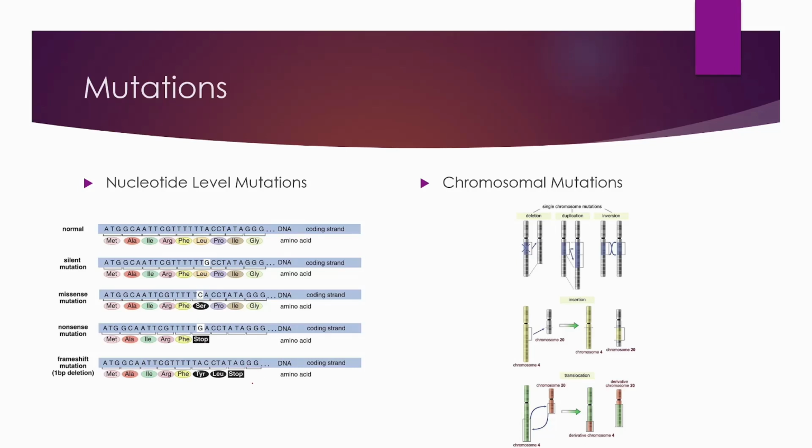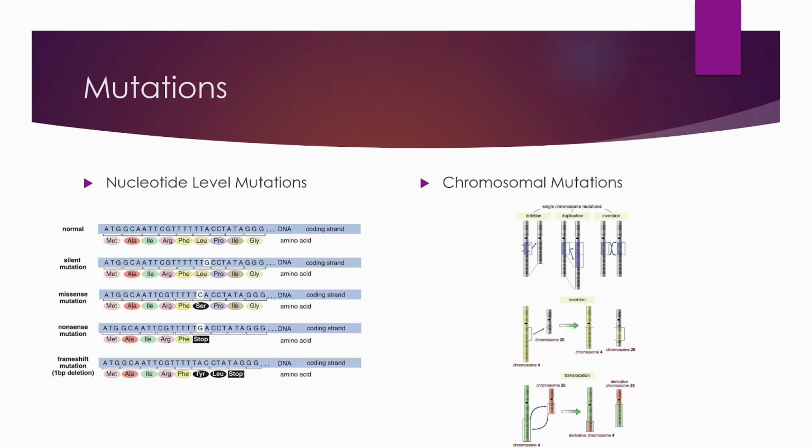Moving on, let's talk about chromosomal mutations. Deletion mutations occur when a large segment of DNA is lost from a chromosome. Small deletion mutations are considered frameshift mutations, as described just now previously. Duplication mutations occur when a segment of DNA is copied multiple times in the genome. Inversion mutations occur when a segment of DNA is reversed within the chromosome.